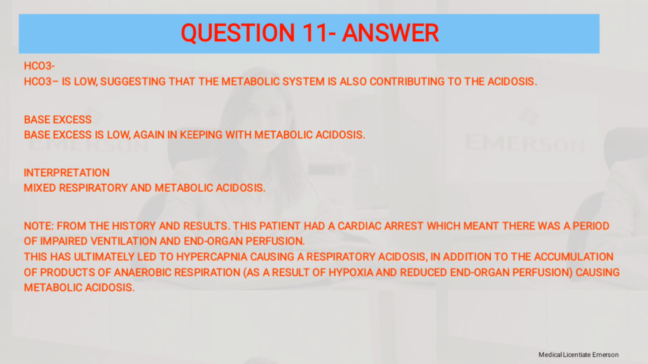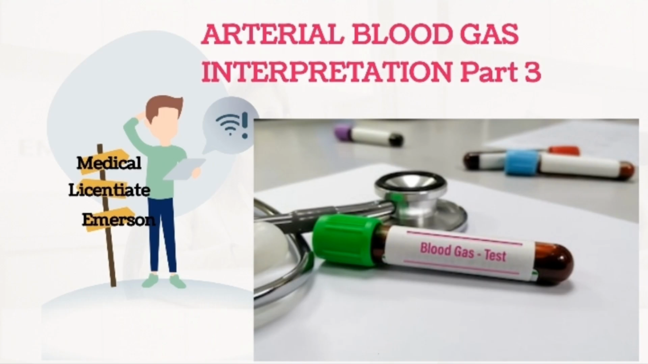You have to note that from the history and the results, the patient has had a cardiac arrest, which meant there was a period of impaired ventilation and impaired organ perfusion. This has ultimately led to hypercapnia causing respiratory acidosis, in addition to the accumulation of products of anaerobic respiration as a result of hypoxia and reduced organ perfusion, which caused the metabolic acidosis. So hope we have gone through almost most of the things we need to know.